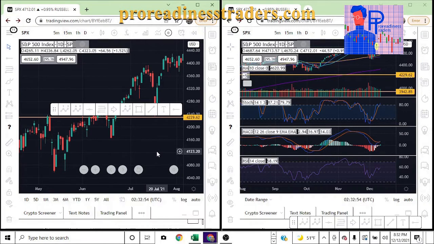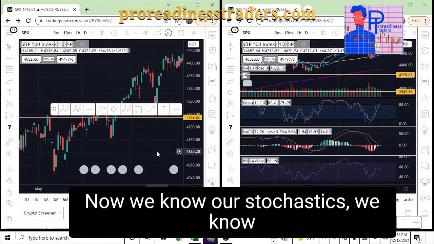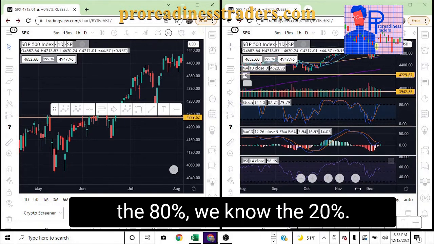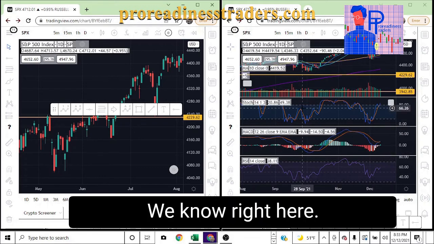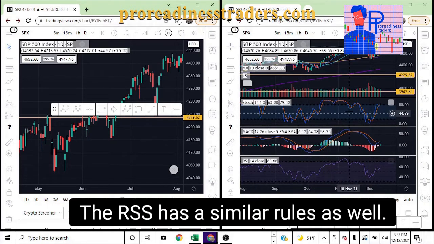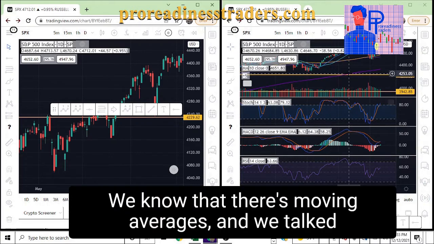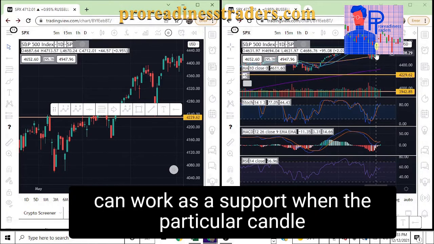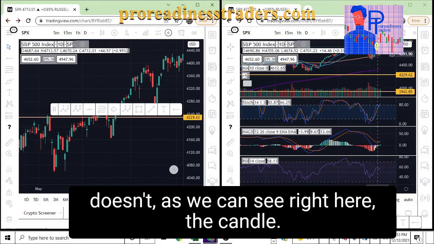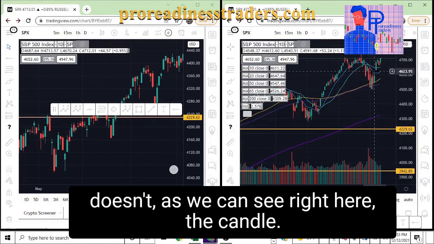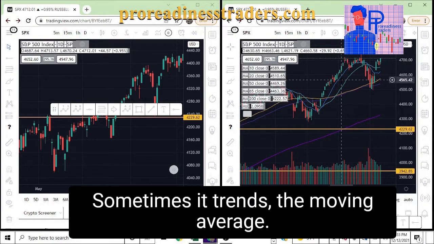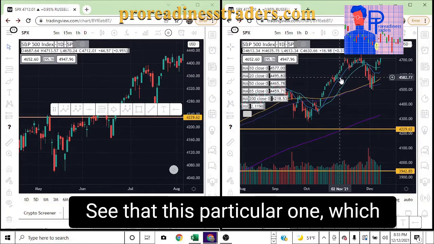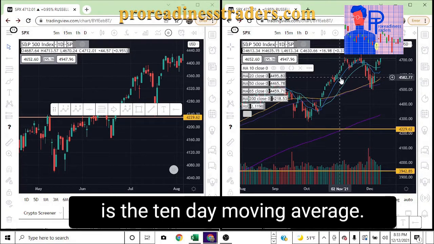Okay, now we know our stochastics, we know the 80%, we know the 20%, we know right here the RSI has similar rules as well. We know that there's moving averages, and we talked about trend lines, and moving averages at times can work as a support when the particular candle doesn't, like as we can see right here, the candle sometimes trends the moving average. See that? This particular one, which is the 10-day moving average.